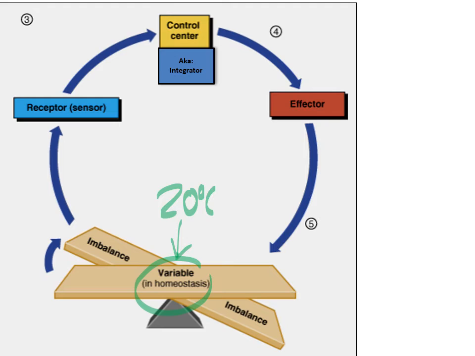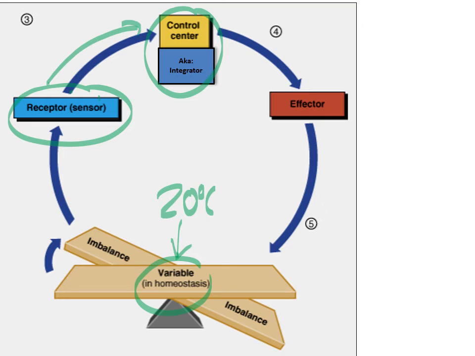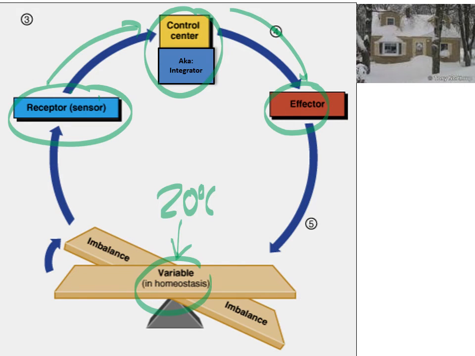If there is an imbalance, there are sensors that will pick up on that. Your house itself has temperature sensors in it, and there is a thermostat that controls. The sensors send the signal to your thermostat, and then your thermostat sends a signal to some sort of effector. Now, again, this can work in two different ways. For example, if your house is too cold, so let's say it drops down to 18 degrees Celsius, then that signal is picked up by the sensor, and the sensor sends that information to the control center, which could say, okay, I'm going to turn on the furnace.